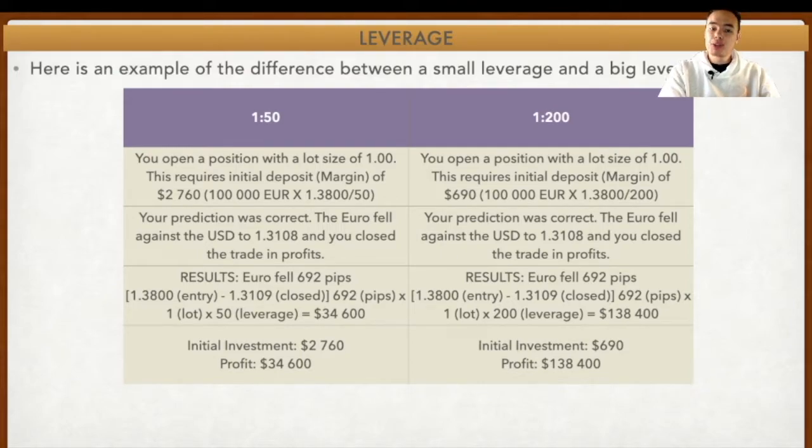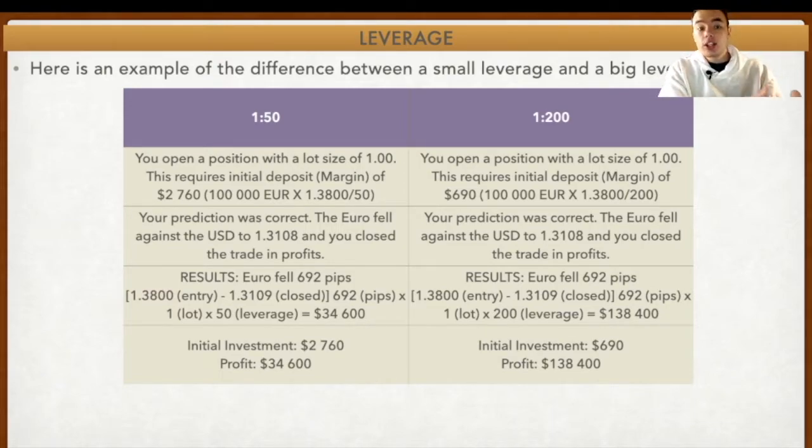How did you get the pips? You minus your entry from where you closed. So you minus 1.3800 from 1.3109 gives you 692. 692 times your lot size times your leverage gives you $34,600 profit.